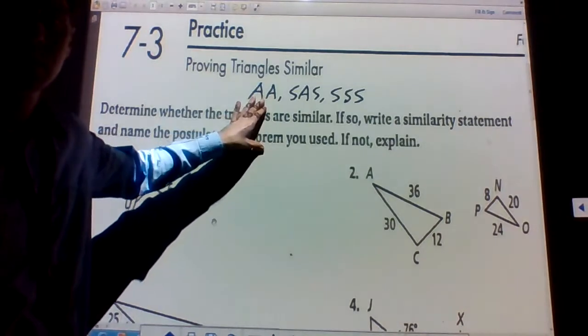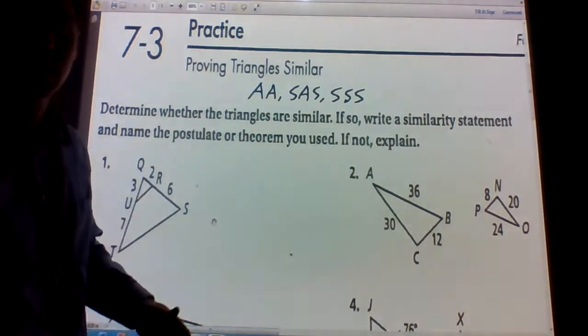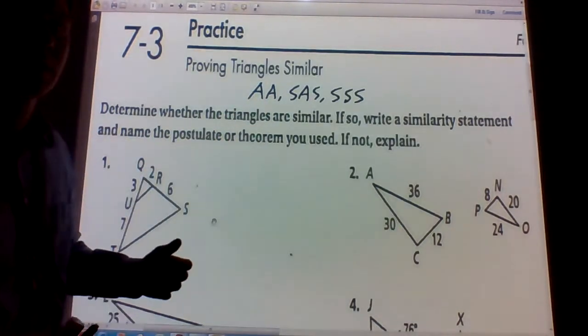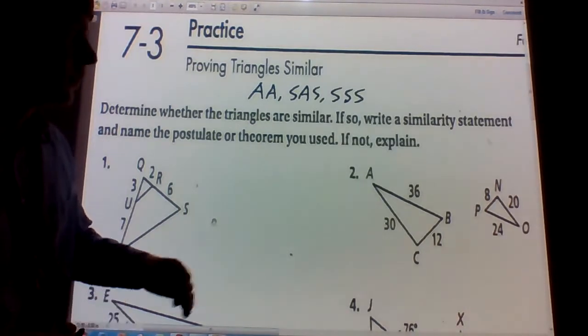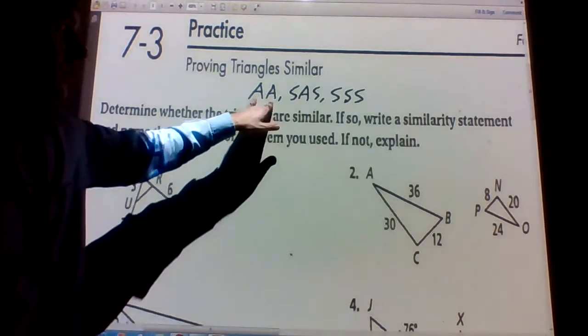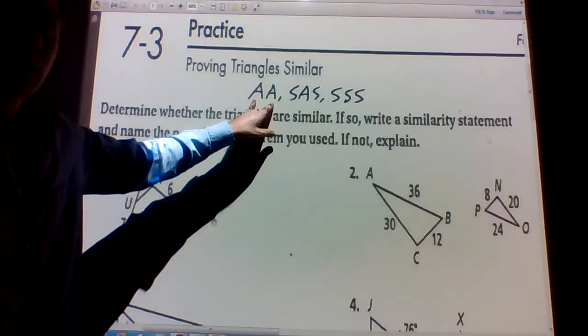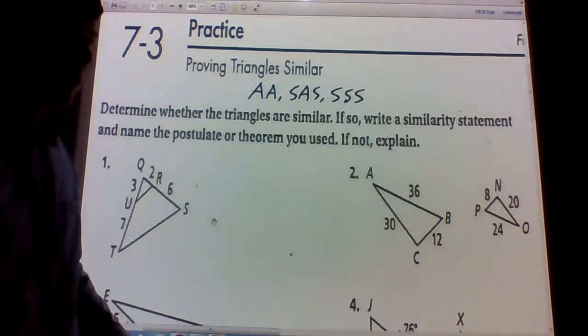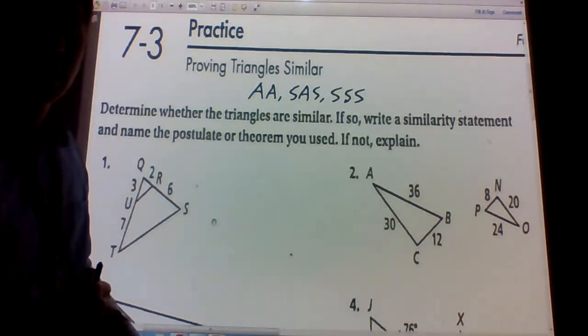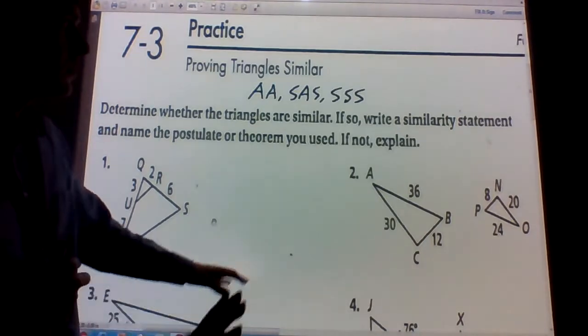So to show that two figures are similar, you need to show that all the sides are proportional and all the corresponding angles are congruent. But for triangles, we have three shortcuts. Angle, angle is the first one. To use angle, angle, you just have to show two pairs of angles are congruent. Then you know the triangles are similar.